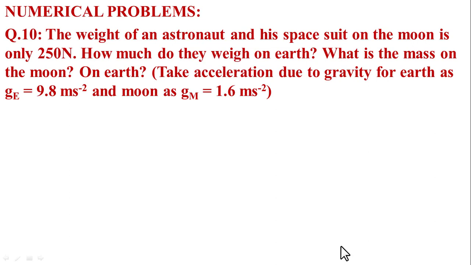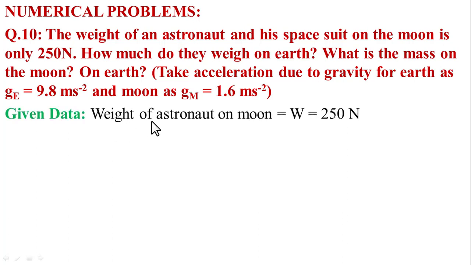Now we can move to the next numerical problem, question number 10. In question number 10, the given statement: the weight of an astronaut and his space suit on the moon is only 250 Newton. What is his weight on Earth? What is the mass of the astronaut on the moon and on the Earth? Now, the acceleration due to gravity for the Earth, gE, is equal to 9.8 meter per second square, and at the moon the gravitational acceleration, also called acceleration due to gravity, gM, is equal to 1.6 meter per second square. First of all, write the given data.